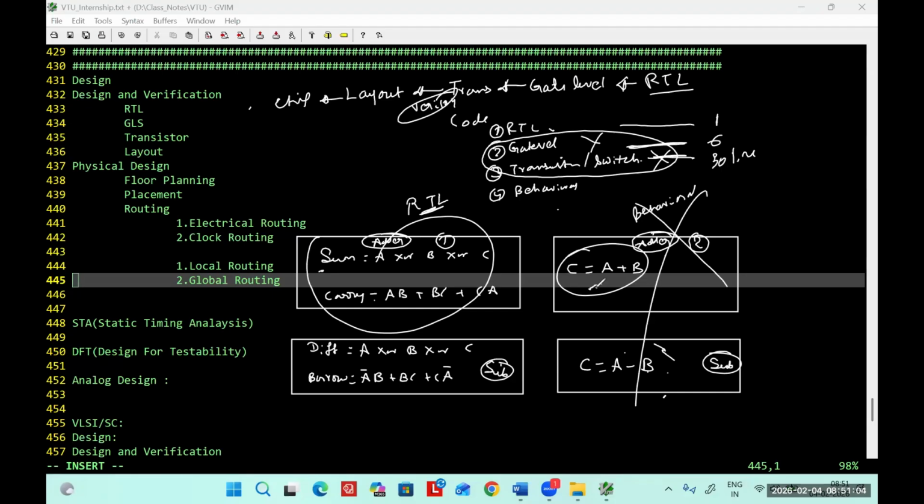Clear? With behavioral, can you get the layout? From this, can you get the gate? From the gate, the transistor? From the transistor, the layout? Now from here, if you get it, which gate is there here? AND gate? OR gate?